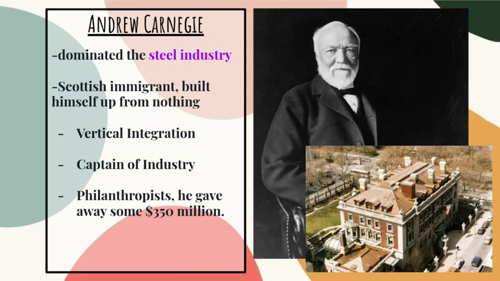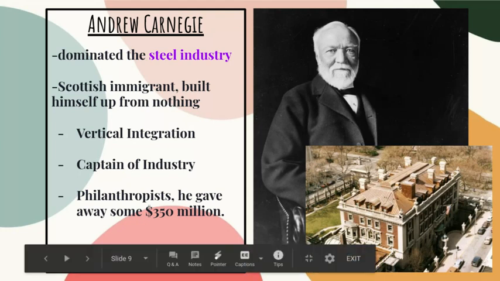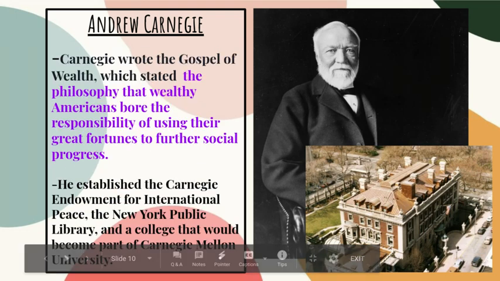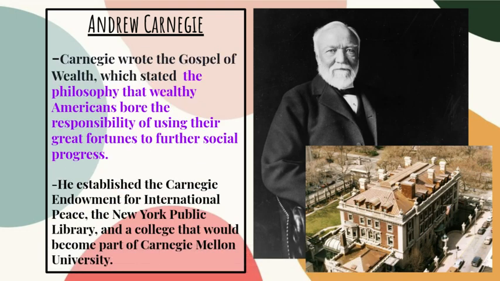I mean, think about Carnegie Hall. He gives away $350 million, but look, he gives it away. Look at the mansion that he's living in. And these were not nice men. One of the things that Carnegie is going to be known for is the gospel of wealth, which stated the philosophy that wealthy Americans bore the responsibility of using their great fortunes to further social progress. He established things such as the Carnegie Endowment for International Peace, the New York Public Library, and a college that would become part of Carnegie Mellon University.